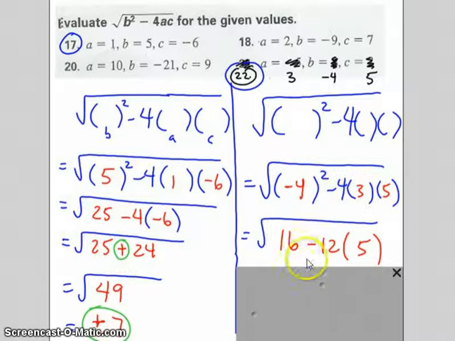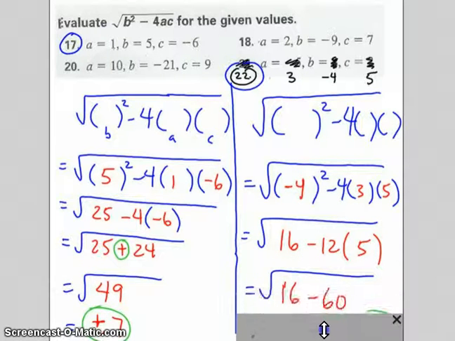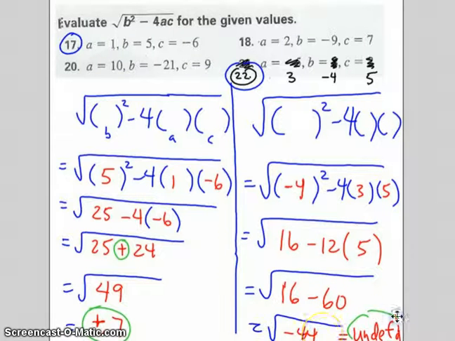Minus 4 times 3 is negative 12, and you still have to do times 5. So you're doing 16 minus 12 times 5. Well, 12 times 5 is 60, so you're doing 16 times negative 60. Well, that's going to give you a negative number down here, negative 44. So again, undefined. You're taking the square root of a negative, and that's your answer to 22. It's undefined, or no roots.